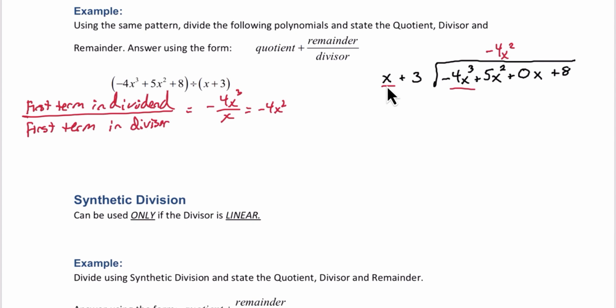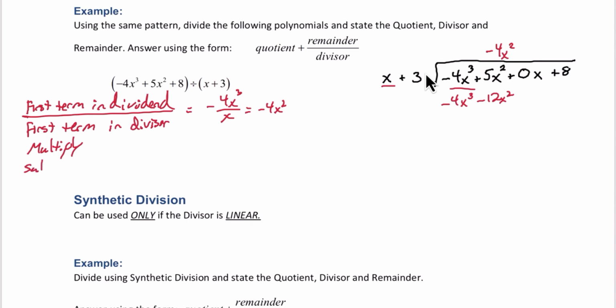And then we multiply. So next step is to multiply. So negative 4x squared times x is negative 4x cubed. And we need to make sure we distribute. Negative 4x squared times 3 is negative 12x squared.